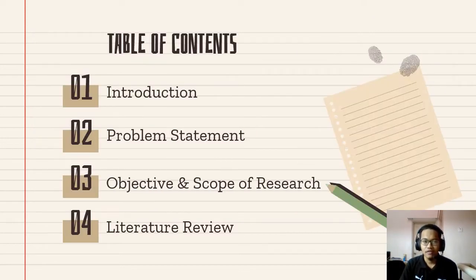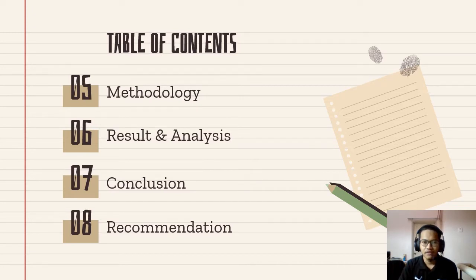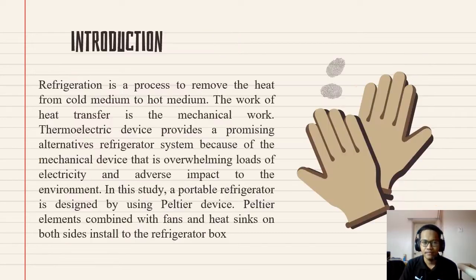The table of contents. 1. Introduction. 2. Problem statement. 3. Objective and scope of research. 4. Literature review. 5. Methodology. 6. Result and analysis. 7. Conclusion. And last, 8. Recommendation.